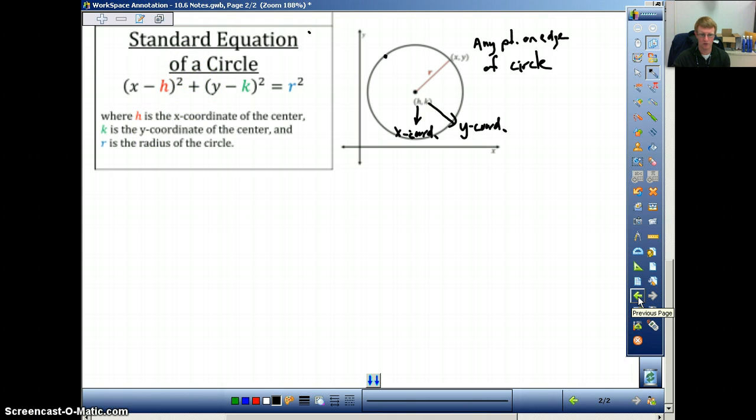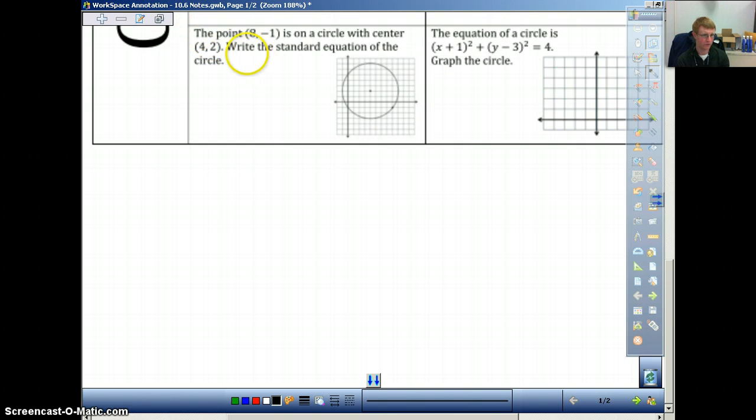We're not going to spend a ton of time on this. So this is the first example we're looking at. They're giving us a point, and we're given a center. Okay, so we want to write the equation. So let's do as much as we can. So the point means it's on the edge of the circle. The center is where the center is.